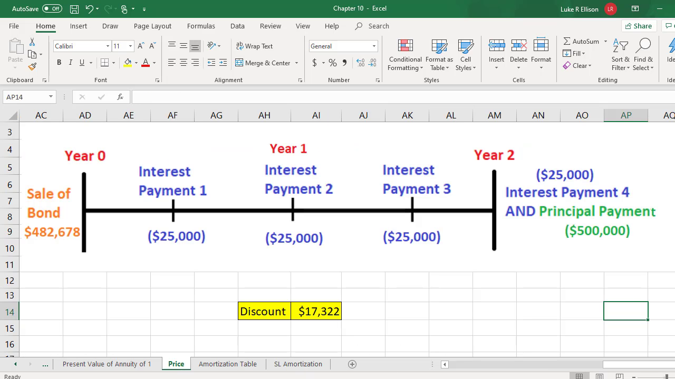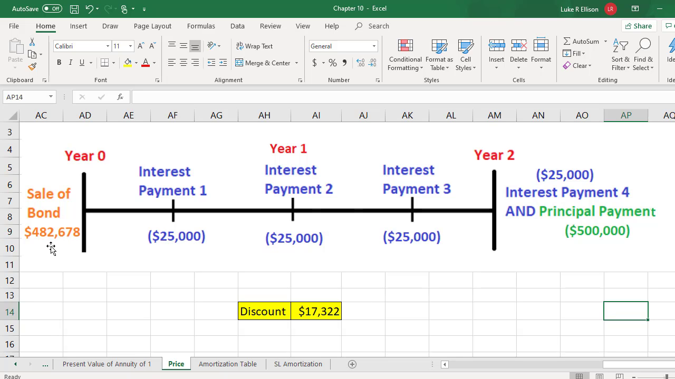So this is a graphic that I used when we calculated the price in a previous video. So you'll see we have the sale of the bond, which got the company $482,678. They have the 4 interest payments of $25,000, and then also a principal payment of the par value of $500,000. So I think of the interest expense coming from 2 different places. 1 from the 4 different interest payments, and 2 from the difference from the selling price and the par value.